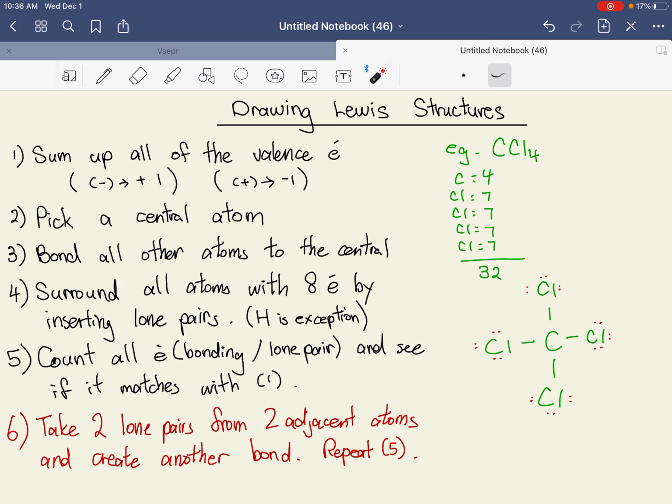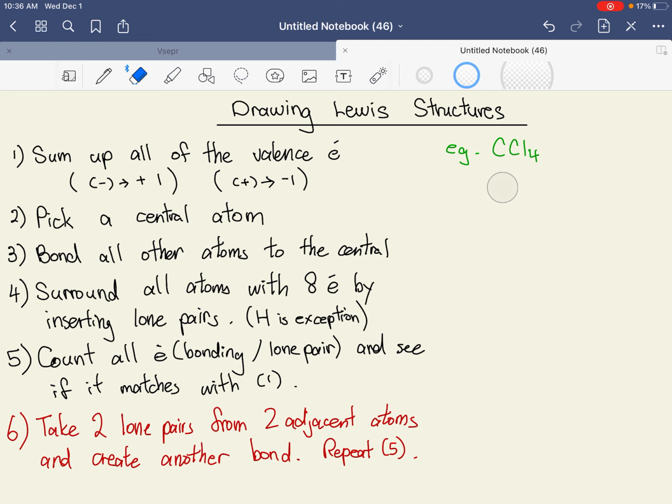Now let's make the count to see if I have 32. 2, 4, 6, 8, 10, 12, 14, 16, 18, 20, 22, 24, 26, 28, 30, 32. I'm good. This is carbon tetrachloride. So it works. Let's do another one. Let's do this one. NF3. So I have N and 3 Fs.